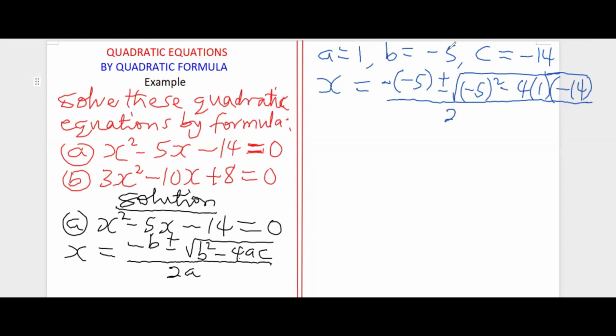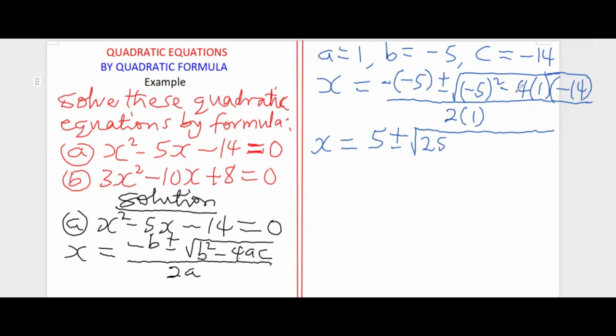Everything over 2 times a is 1. So we have this as minus times minus is plus. We have plus 5 plus or minus the square root of negative 5 squared. That is minus 5 times minus 5. Negative times negative is positive, and 5 times 5 is 25.